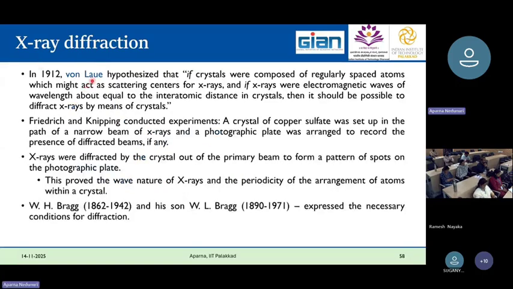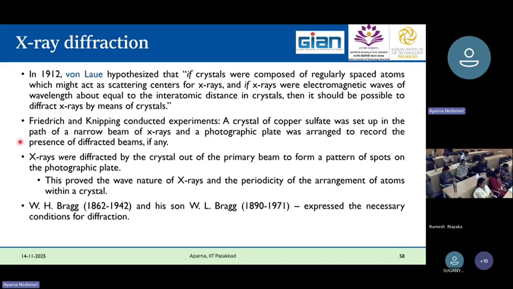In 1912, Von Laue, a German scientist, hypothesized that if we have crystals composed of regularly spaced atoms, which can act as scattering centers for the incoming X-rays, and if X-rays were electromagnetic waves of wavelength about equal to the interatomic distance, then it should be possible to diffract X-rays by means of crystals. You understood? Not all X-rays will diffract. Only those X-rays whose wavelength is equivalent to the spacing would be diffracted by the crystal that is present there. So this is the hypothesis.